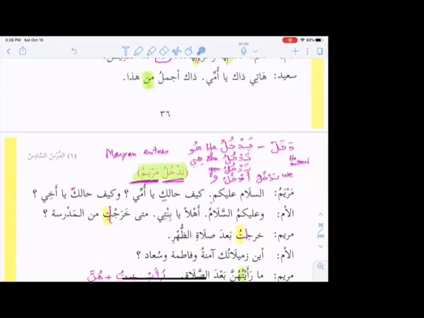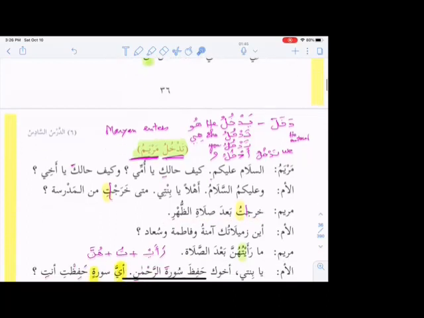So in Saudi Arabia, where this book was written, the schools finish at Salatul Zuhr. Then everybody goes home, prays and goes home. They come early. There's no classes after Salatul Zuhr.